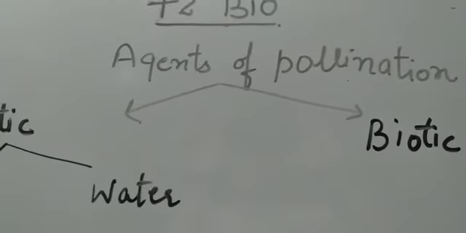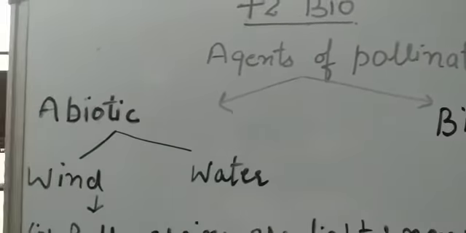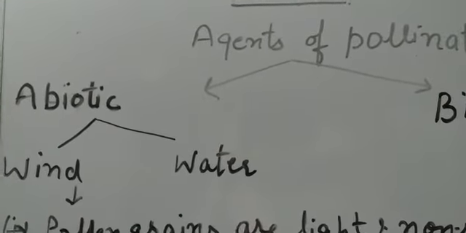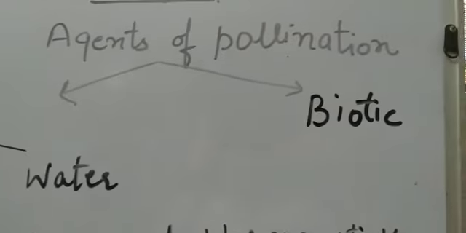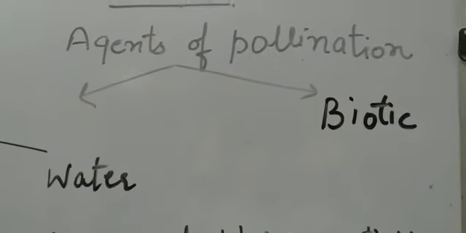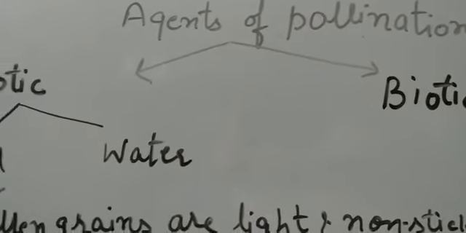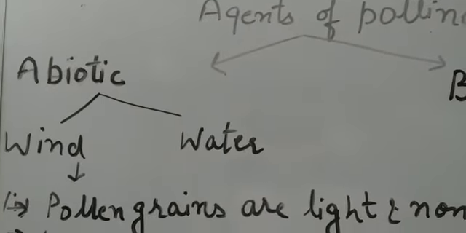So, we divide the agents into two groups. One is abiotic. Abiotic means which is non-living agents, right? And second one is biotic. Biotic means any agent which is living. Clear? So today I will discuss with you only the abiotic agents.